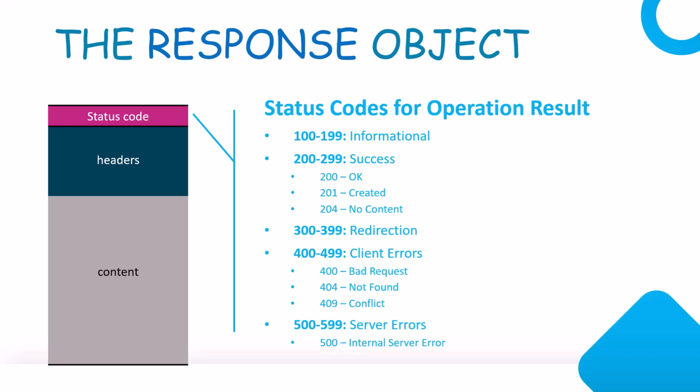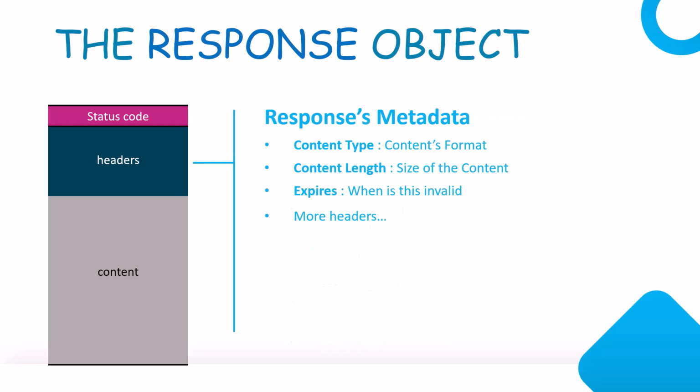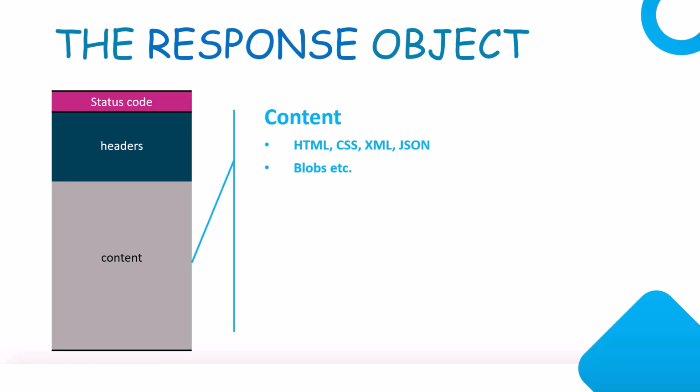Then next we have headers in the response object as well. And they contain metadata, but this time they will have metadata about the response object. Like what is the content type, what is the length of the response content, until when it will be valid, and so on. Also similar to the request object, we have content in the response object as well, and that might contain a JSON result, it might contain blobs, HTML, whatever the server has to send, that will be in content.